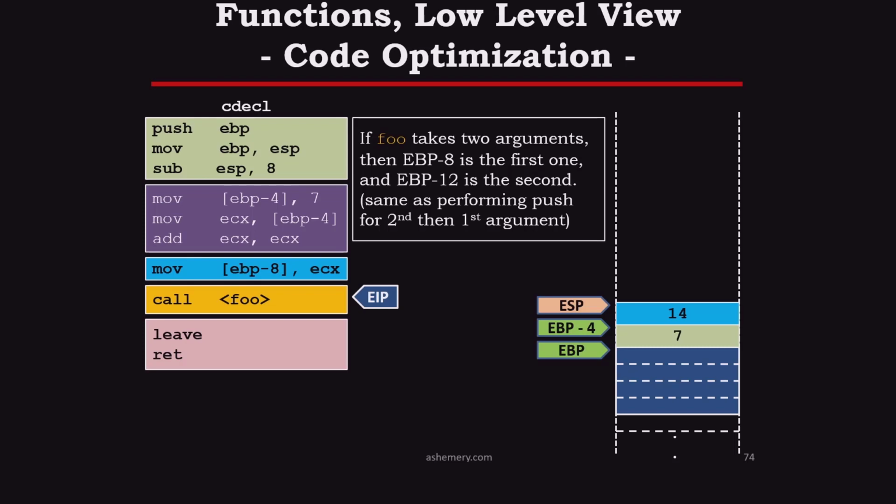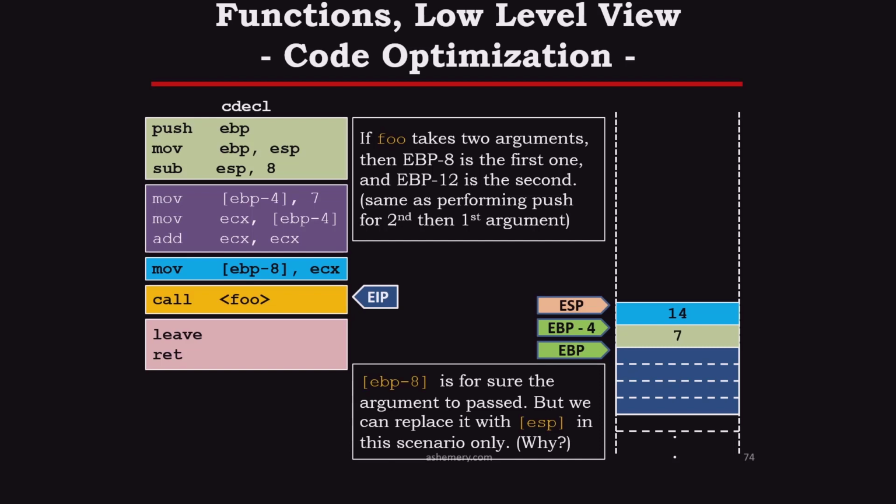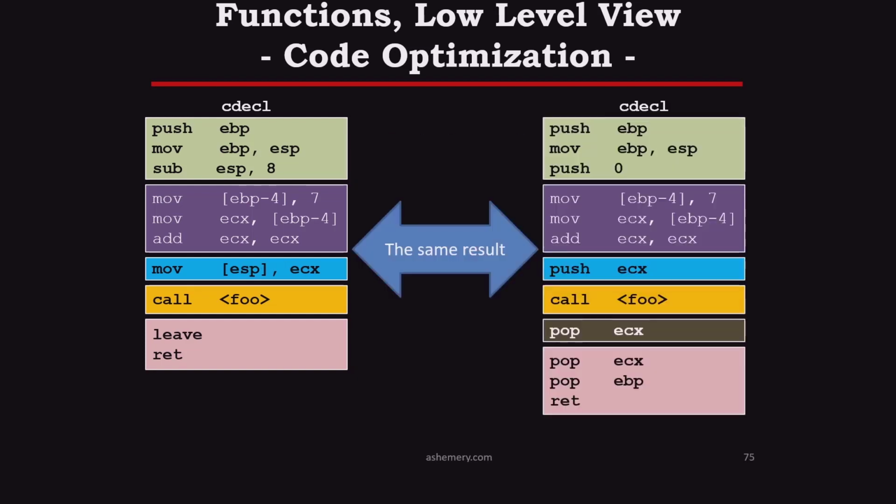Let's continue. Now, what EBP minus 8 is pointing to is for sure the argument to be passed. But we can replace it with ESP in this case. So this is EBP, minus 4 is this one, and minus 8 is this one. Why can we replace this in our scenario with what ESP is pointing to? Because currently ESP is pointing to the top of the stack, and so we can do that. But again, that's not our decision. That's what the compiler will do.